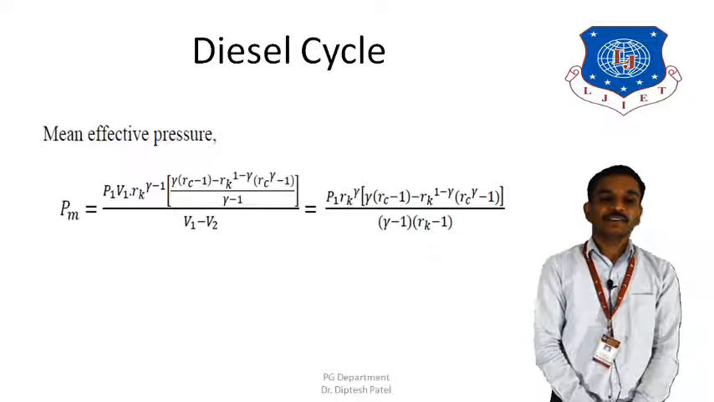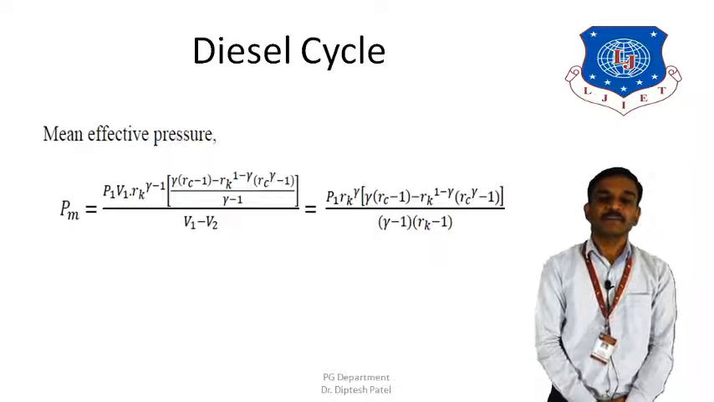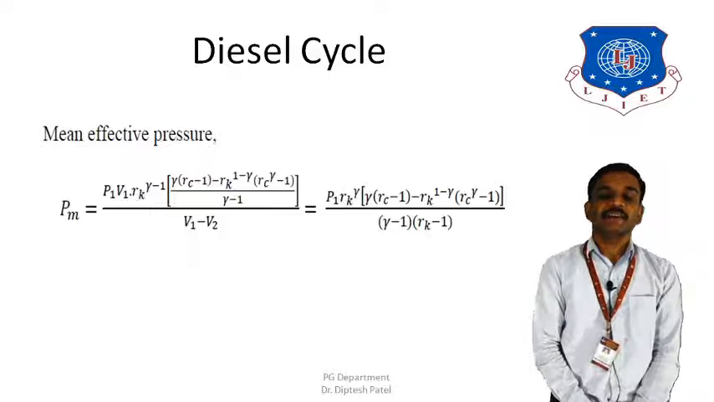For the simplification, we can write the mean effective pressure as P1 Rk raised to gamma, inside the bracket gamma Rc minus 1 minus Rk raised to 1 minus gamma into Rc raised to gamma minus 1, and the whole term is divided by gamma minus 1 into Rk minus 1. So that is the mean effective pressure of the diesel cycle.